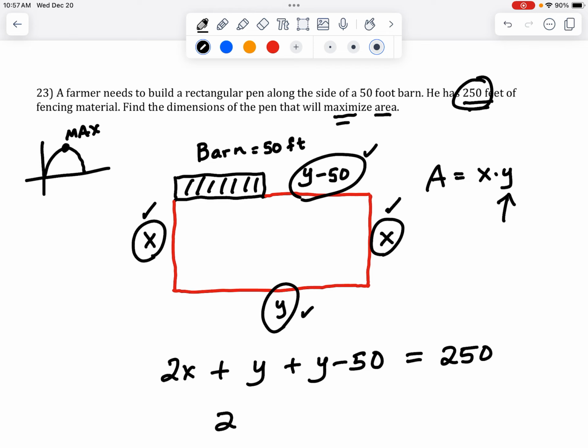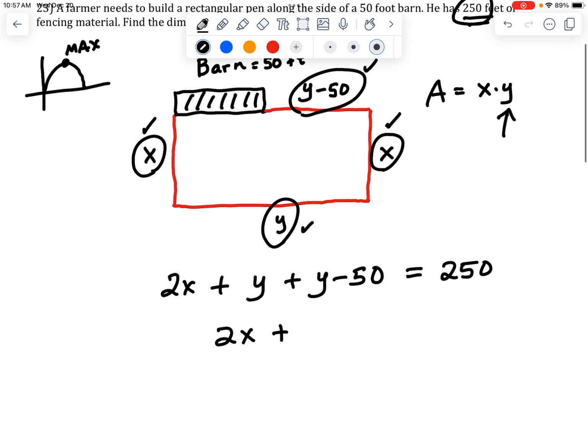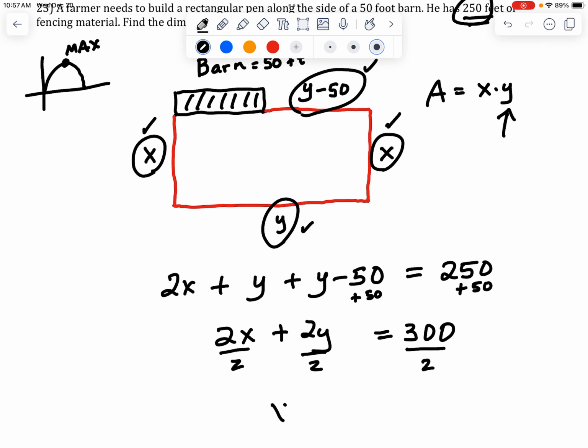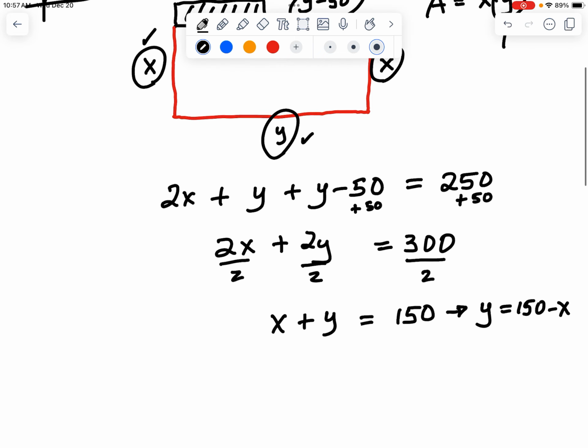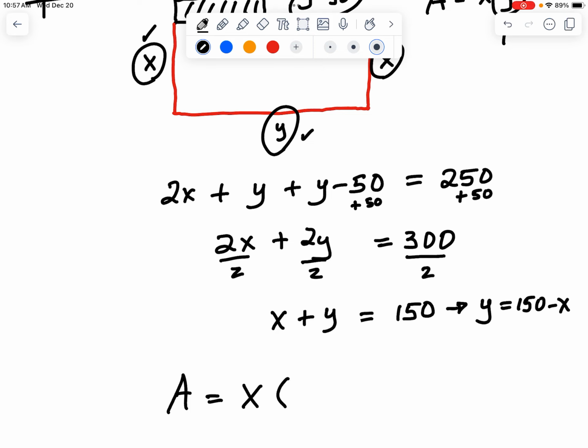Well, let's see. There's 2x plus 2 y's, and then I could add 50 to both sides. So that means it equals 250 plus 50 is 300. I could even simplify things by dividing everything by 2, which means x plus y will equal 150. And then I could solve for y, so subtract x on both sides, and y will equal 150 minus x. And then that is what I'm going to substitute for the y in the area formula. So I get area equals x times y, but then y can be replaced with 150 minus x.